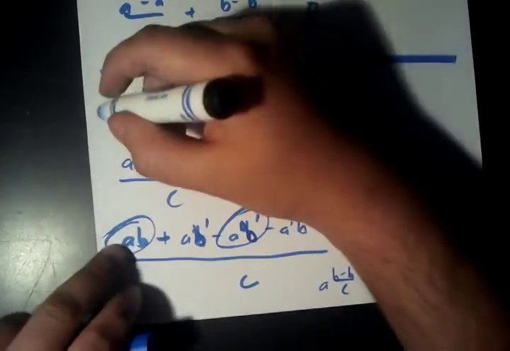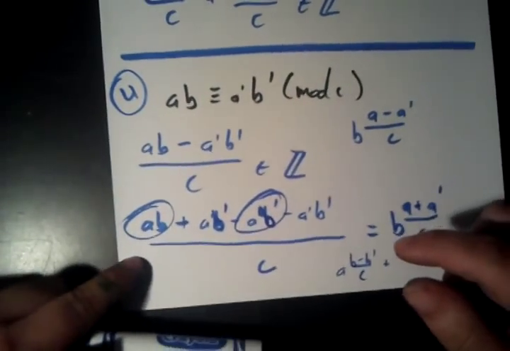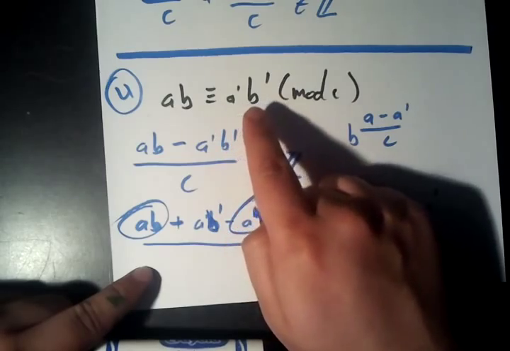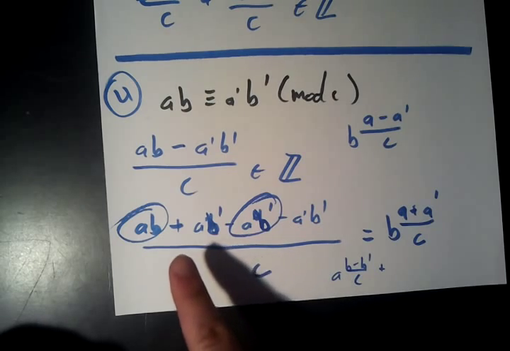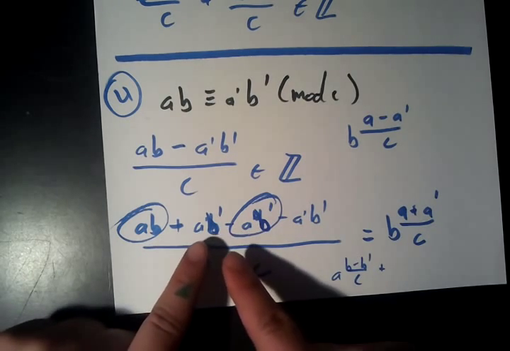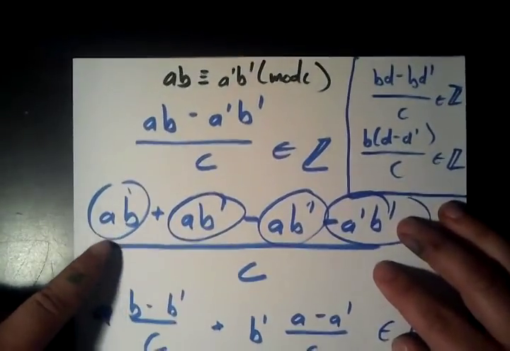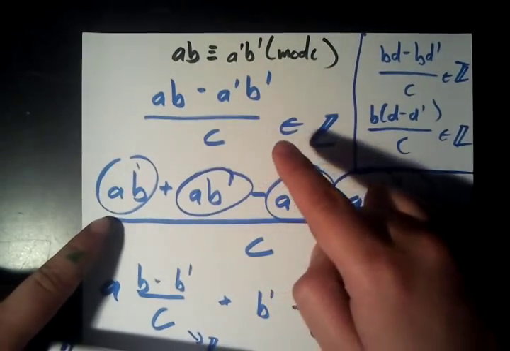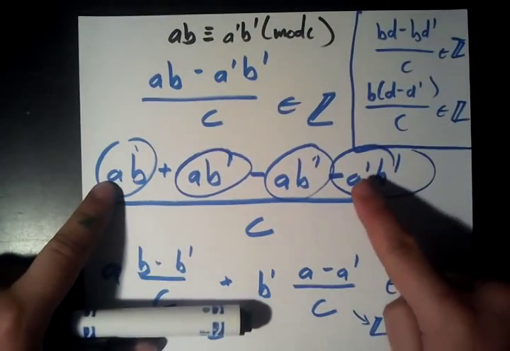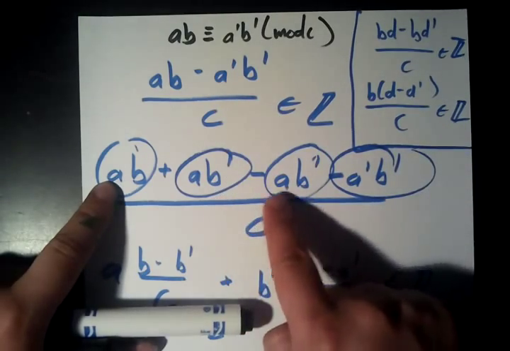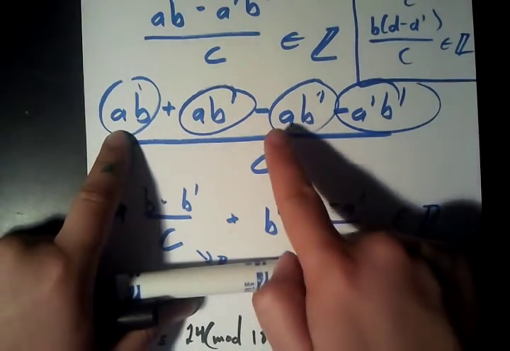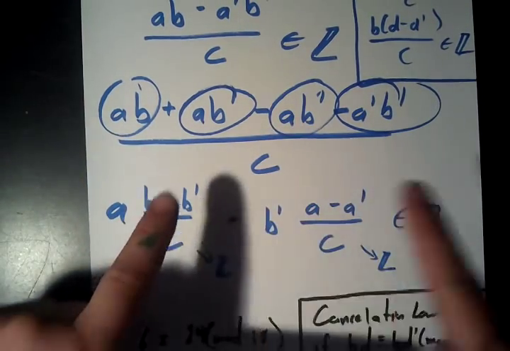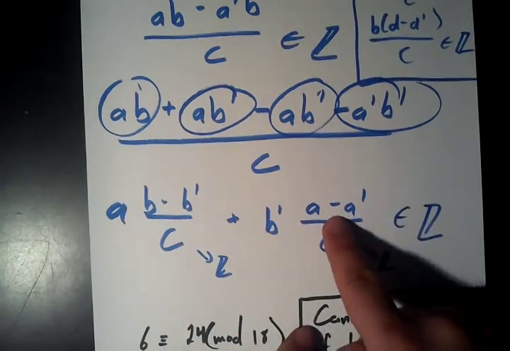And this is going to be our number 4. This one says that AB is congruent to A prime B prime modulo C. To prove this, I added and subtracted a similar term. I did this on a separate piece of paper. So I had AB and A prime B prime from here, and I added and subtracted A B prime. Then I grouped. I grouped this term and this term right here into this term, and then I grouped the second term and the fourth term into this term.